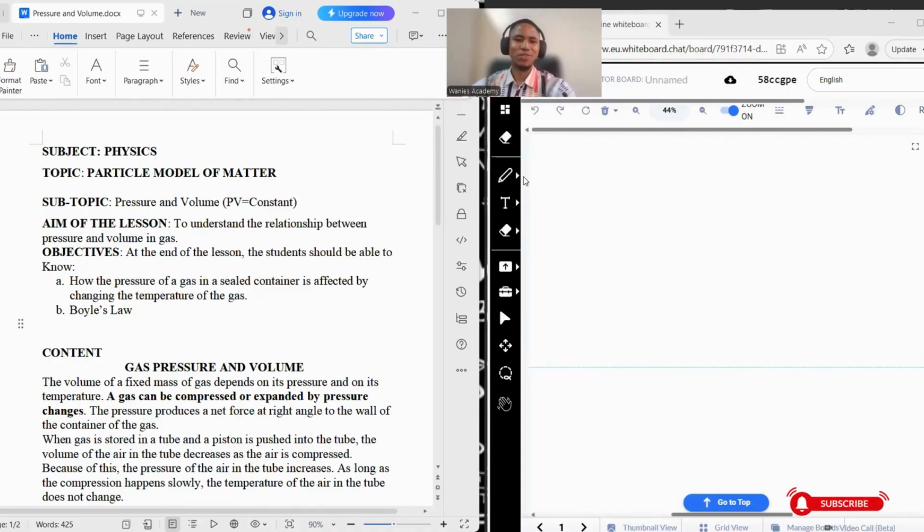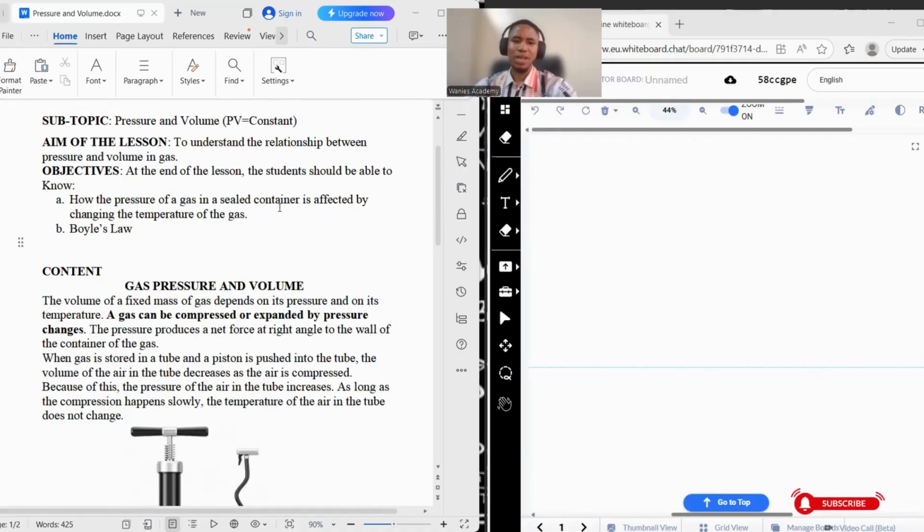Our subject for today is physics, while our topic is pressure and volume, which gives PV equals constant. The aim of today's lesson is for you to know the relationship between pressure and volume in gas, while the objective is for you to know how the pressure of gas in a sealed container is affected by the change in temperature of the gas, and what is Boyle's law.